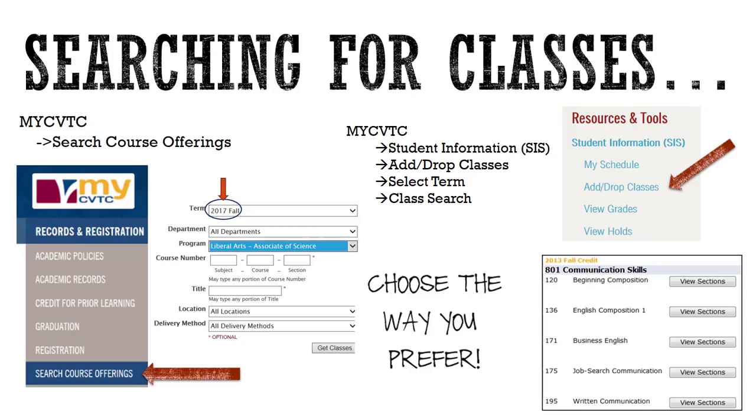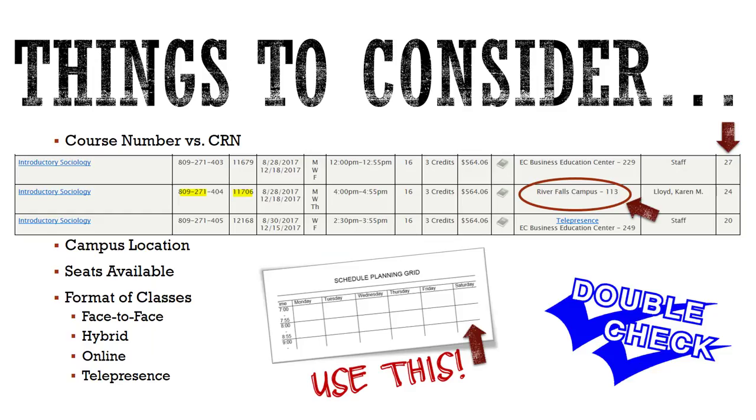There are 2 ways to search for classes, through Search Course Offerings and through SIS. If you search using Search Course Offerings located under the Records and Registration tab in MyCVTC, you will want to take note of the CRN number of the section you want. This will then need to be added into the registration worksheet in SIS. If you search for courses within SIS, you can populate your worksheet with CRNs directly. I personally prefer searching through Search Course Offerings because I think it's easy to read the information about each class, but you can choose whichever way is easiest for you.